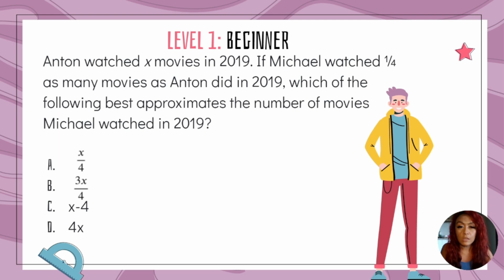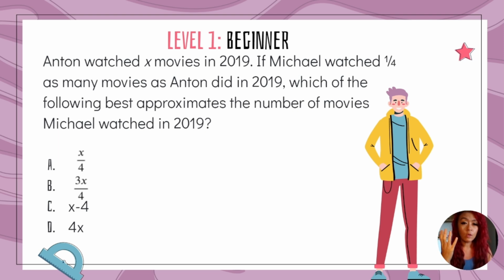So the first thing you want to do here is look for the important information. So we know Anton watched X amount of movies. The number of movies that Anton watched is unknown, right? Michael watched 1/4 as many movies, right? So what does that mean? 1/4 as many movies as Anton did. That is the key information for this problem.